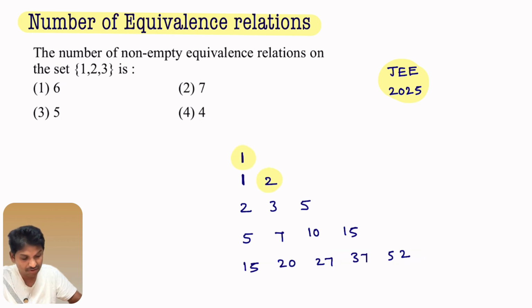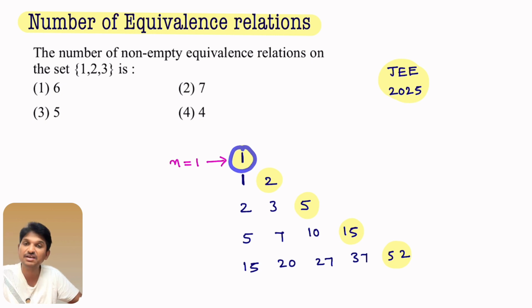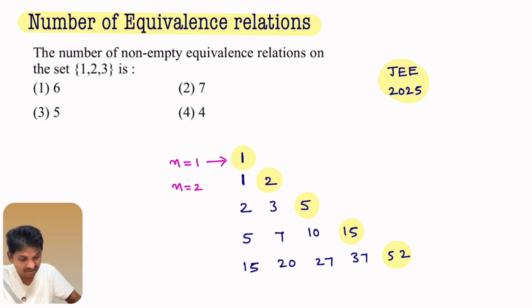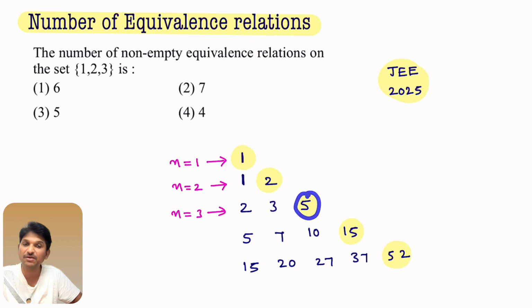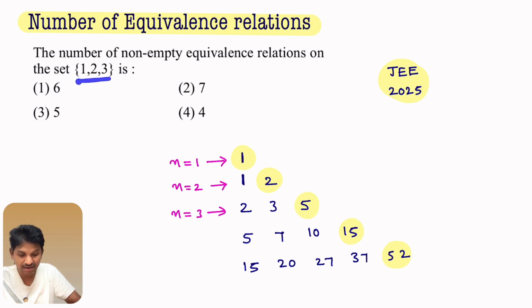Here you observe the last element of each row. From this we get the number of equivalence relations. When set A contains one element, the number of equivalence relations is 1. If set A contains two elements, the number of equivalence relations on that set is 2. Two equivalence relations can be formed. If set A contains 3 elements, the number of equivalence relations is 5. You observe this question: there are 3 elements here. So the number of equivalence relations is 5. So what is the right option? The third option is the right option.